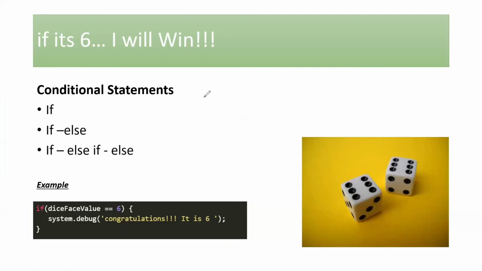Now, things to note: your if block can stand independently. Your else block cannot stand independently. In case you want to write your else block, always make sure that you are associating it with your if block. But that is not the case with your if block. If can go independently. So I do not need to write any else block if I'm writing my if block. But if there is an else, there should be an if at the top of it.